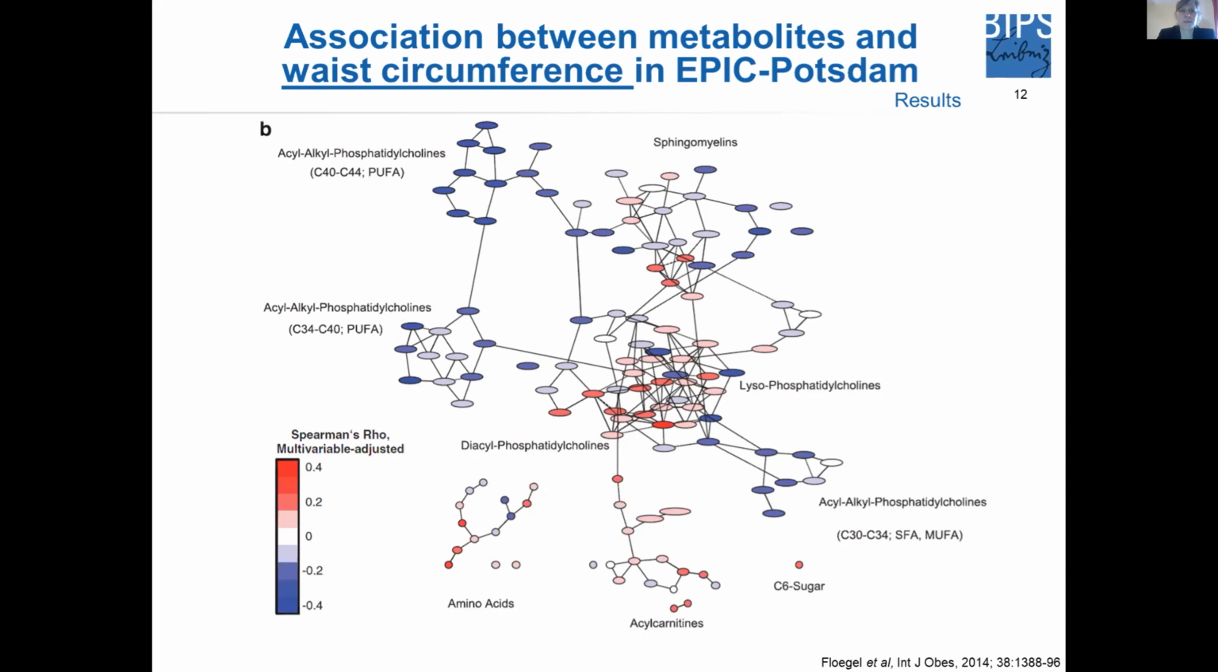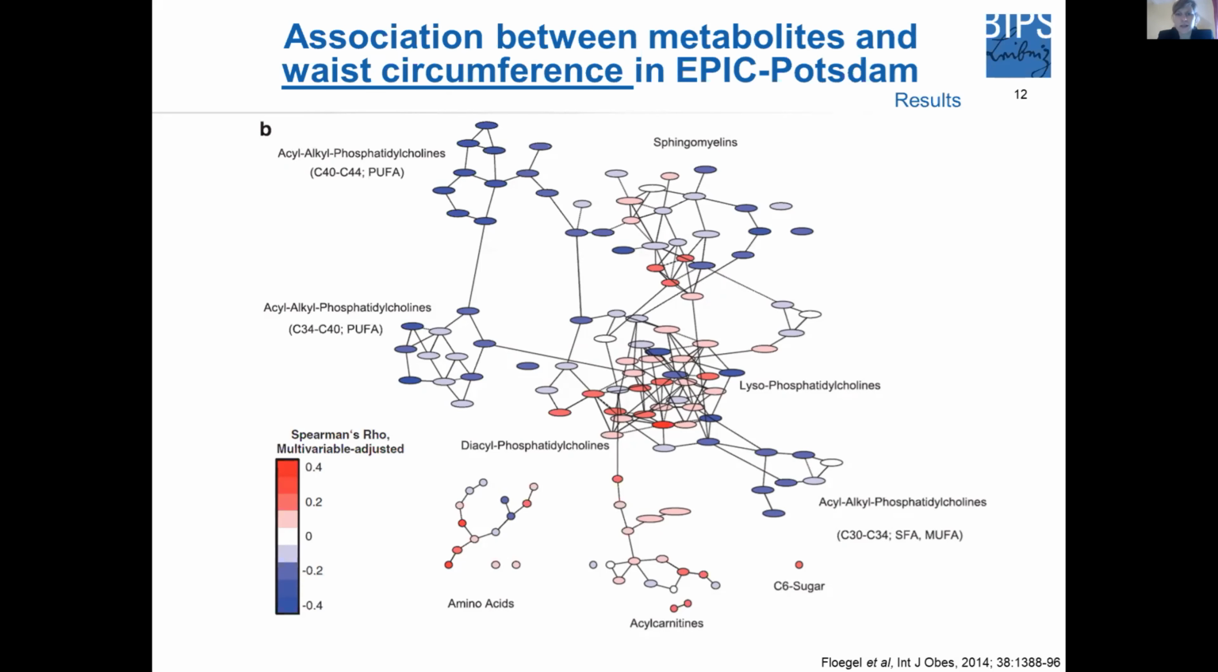Now we went one step further, and we also entered one more piece of information. This is the association with some determinants of metabolites. So here we used waist circumference, for example, which was also measured in the EPIC-Potsdam participants. And the color of the metabolites now depicts the association with waist circumference. So all the red metabolites are positively associated with waist circumference, all the blue metabolites are inversely associated.